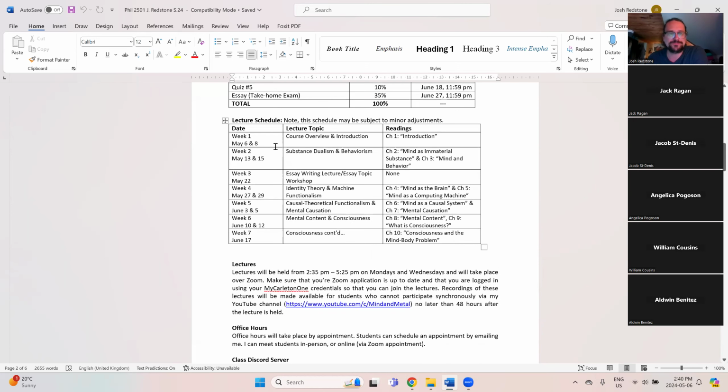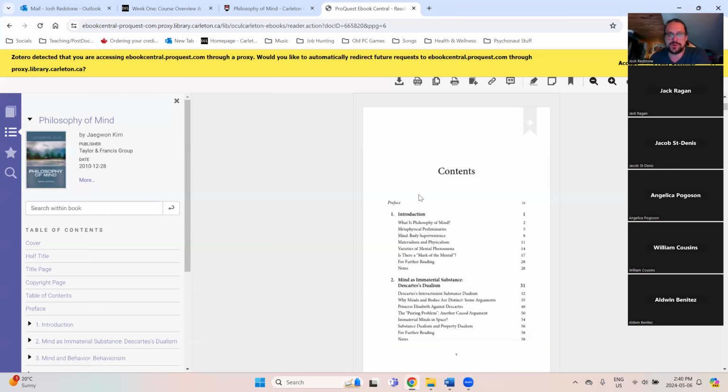This is our schedule. Today we're doing the course overview. No big deal. On Wednesday, we'll be introducing ourselves to the topic of philosophy of mind, and we'll do that by looking at chapter 1 of Kim's book. You can see from the subheadings here the kinds of things that we'll be talking about. We'll be talking about what exactly this field of philosophy of mind is. Essentially, it's asking fundamental questions about the nature of the mental.